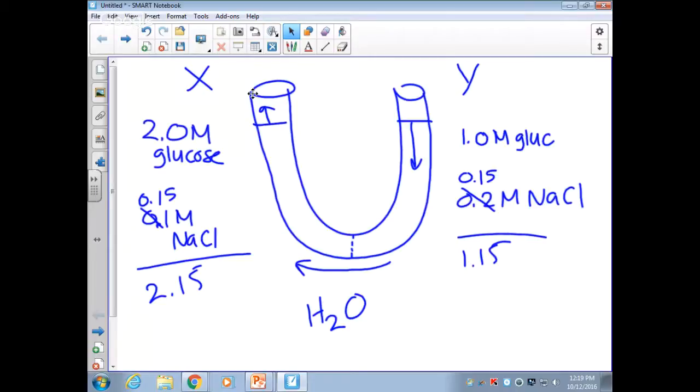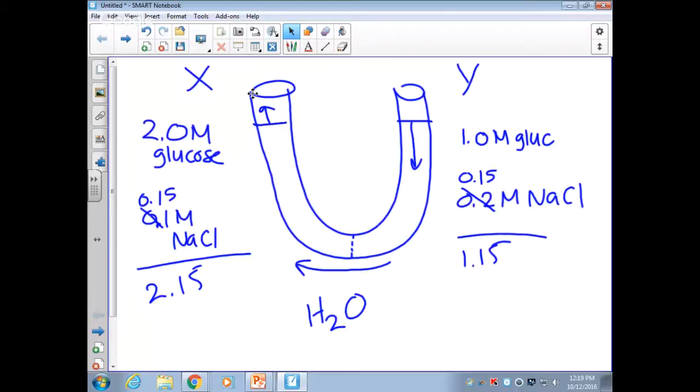The fluid level will increase on side Y and decrease on side X. Is that true? No. Because water molecules will move through the membrane from regions of high to low concentration of water molecules. So what is 5? 5 is C. That second part is actually true.